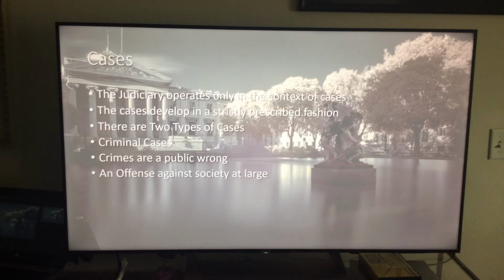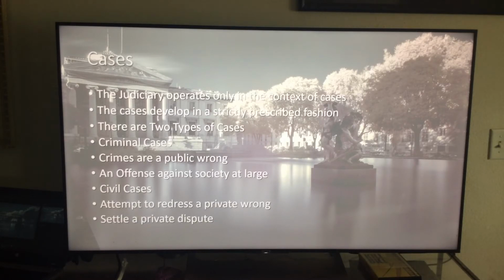So your normal criminal cases, murder, rape, theft, those are crimes. They are against society as a whole. Whereas civil cases attempt to redress a private wrong or settle a private dispute. So these are lawsuits. So civil cases are lawsuits. So if somebody rear-ends your car and they don't have insurance, you can sue them in a civil case to give you back your property or to restore your property. So crimes are public, civil is private.